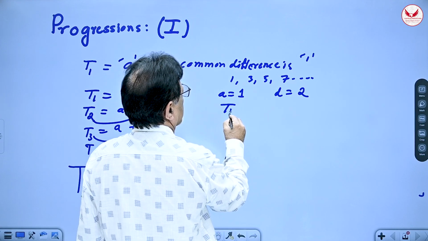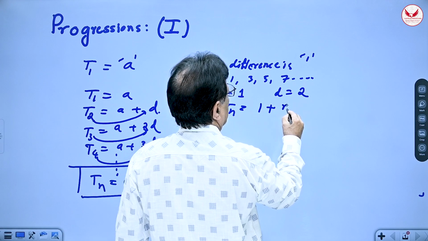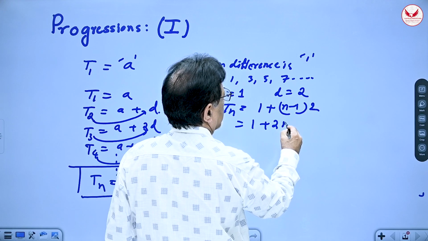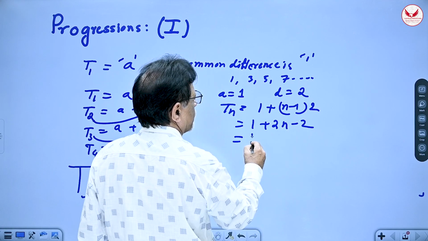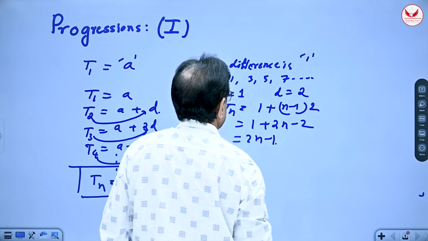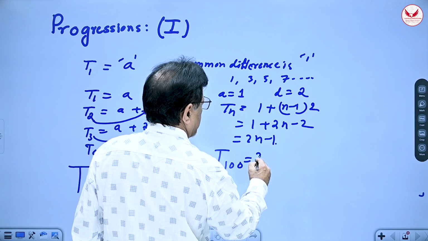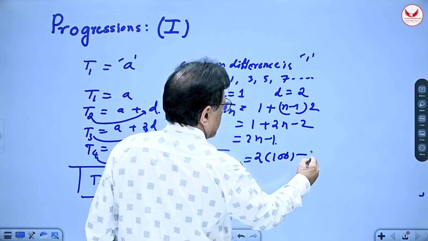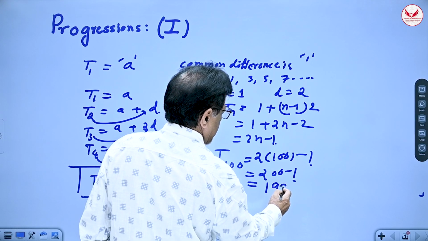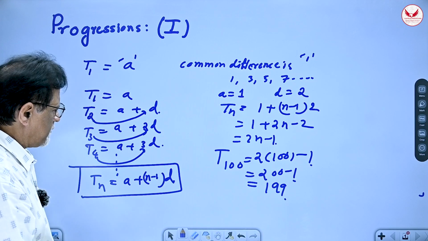So what is Tn here? Tn means nth odd number. What will be nth odd number? 1 plus n minus 1 into 2. So therefore 1 plus 2n minus 2, which means 2n minus 1. So if I want to find out 100th odd number, T100 will be 2 multiplied by 100 minus 1. So that is 200 minus 1. So it is 199. Very easy, correct? So that is how you can find out the nth term of a sequence.